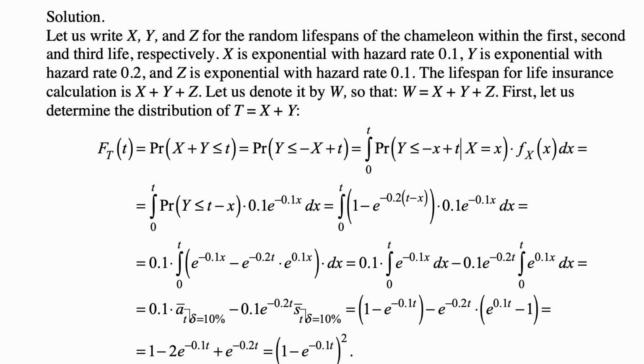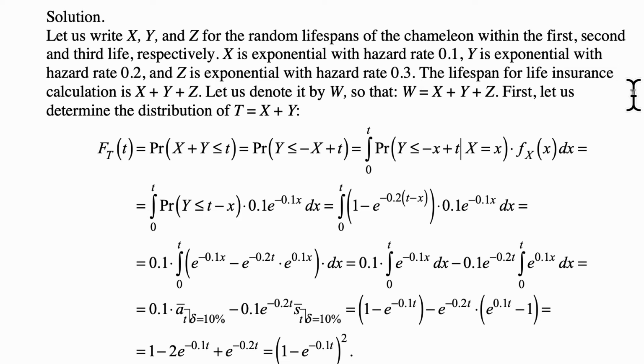And here's the solution. So let us write X, Y, and Z for the random lifespans of the chameleon within its first, second, and third life respectively. X is exponential with hazard rate 0.1, Y is exponential with hazard rate 0.2, and Z is exponential with hazard rate 0.3. Sorry about this typo. The lifespan for life insurance calculation is X plus Y plus Z. Let us denote it by W so that W is equal to X plus Y plus Z. First, let us determine the distribution of T equal to X plus Y.